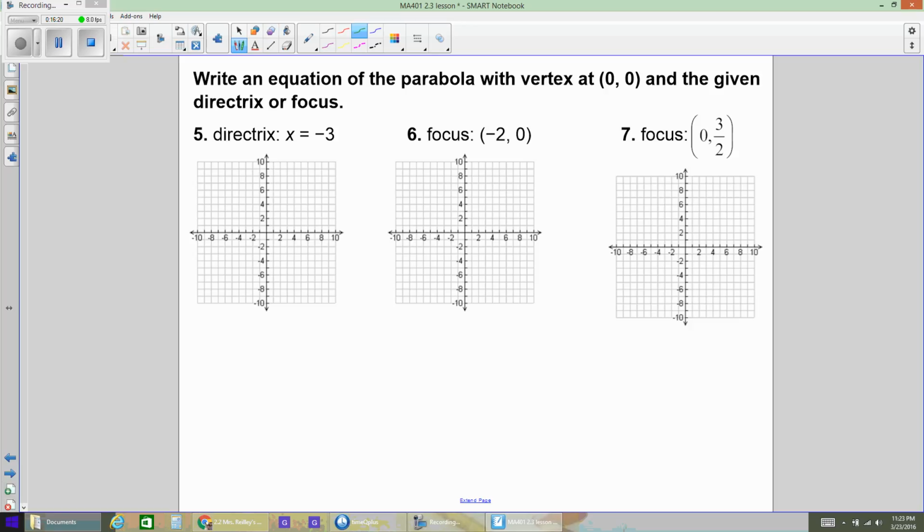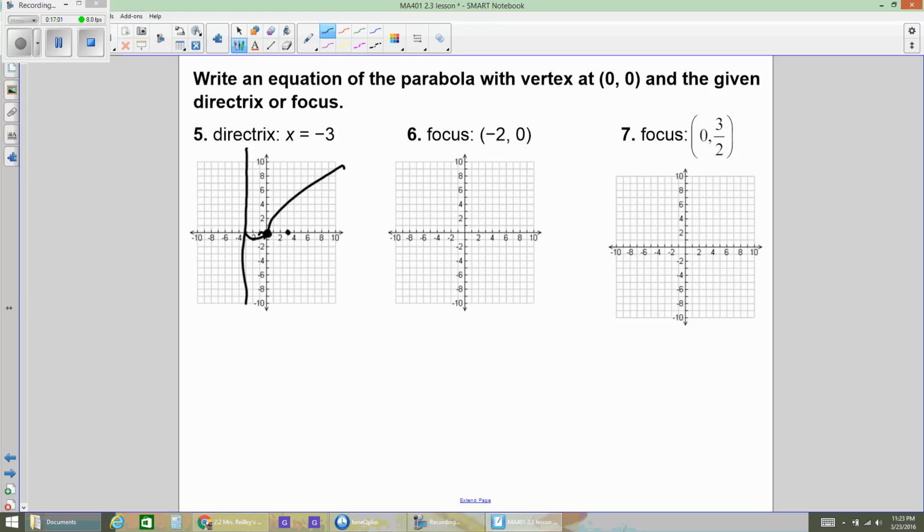Okay, here we go. We've got some given information we're going to use to figure it out. Our vertex is at 0, 0. Our directrix is x equals negative 3. Remember, an x equals line is a vertical line. Now you can count how many units it is to go from here to here. How many units is that? 3 units, right?